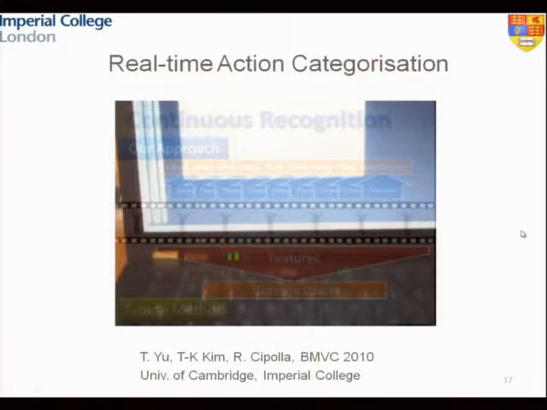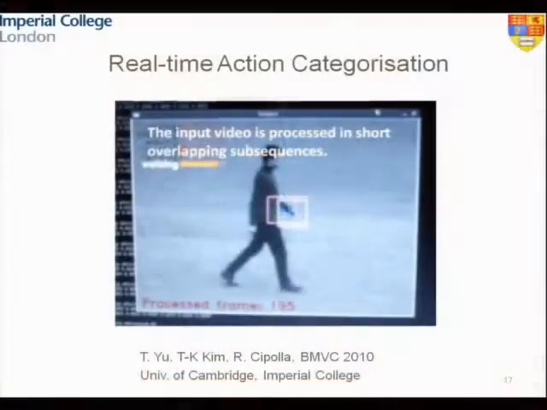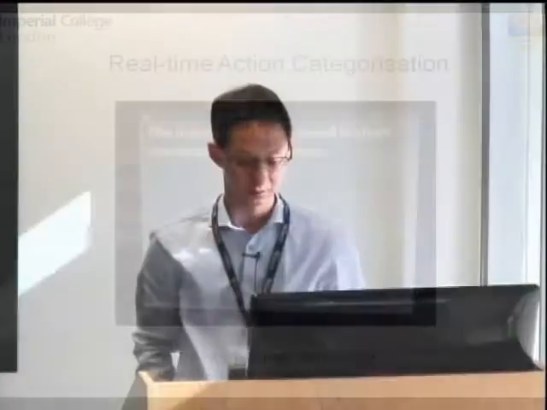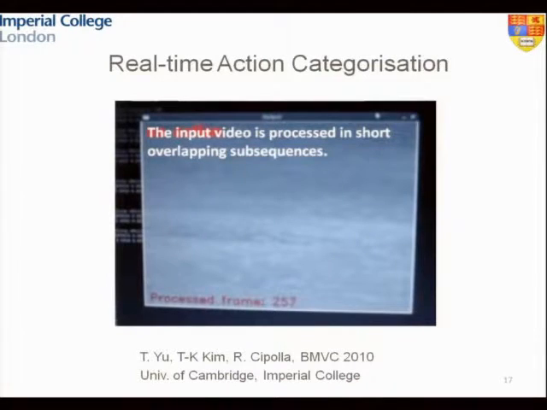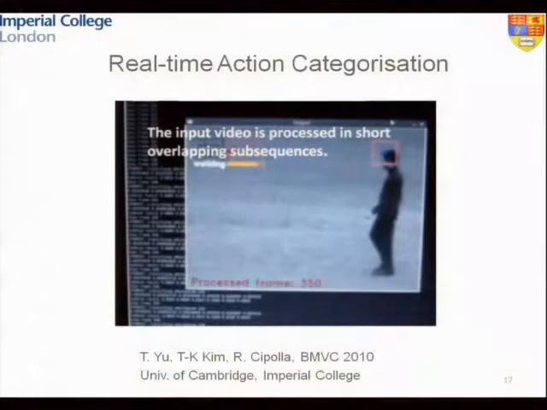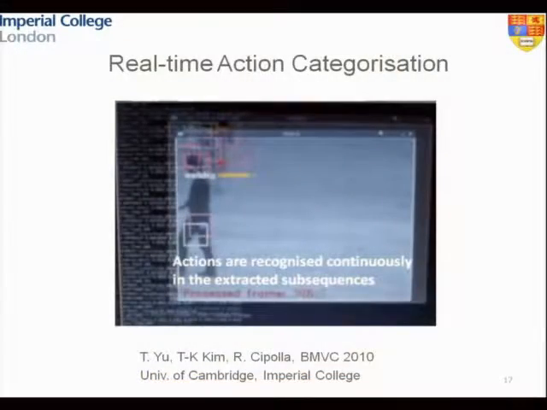Okay, now let me explain some of our own applications of random forest. One is real-time action categorization. In here, we use the random forest as a codebook of space and time. And we could do this action categorization almost in real time.